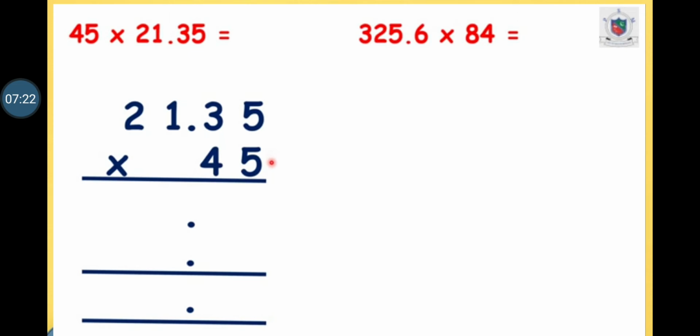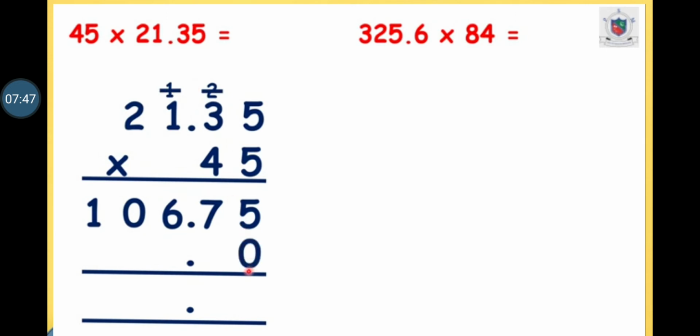So we know 5 times 5 is 25. From 25, 5 will be down and 2 will be carry forward. 5 times 3 is 15 plus 2 is 17. 7 will be here and 1 will be carry forward. 5 times 1 is 5 plus 1 is 6 and 5 times 2 is 10. Now we have to cut the carry forwards and we have to place 0 under the first digit.